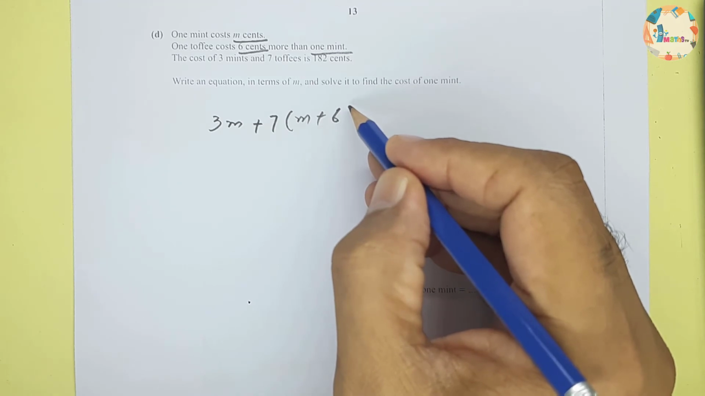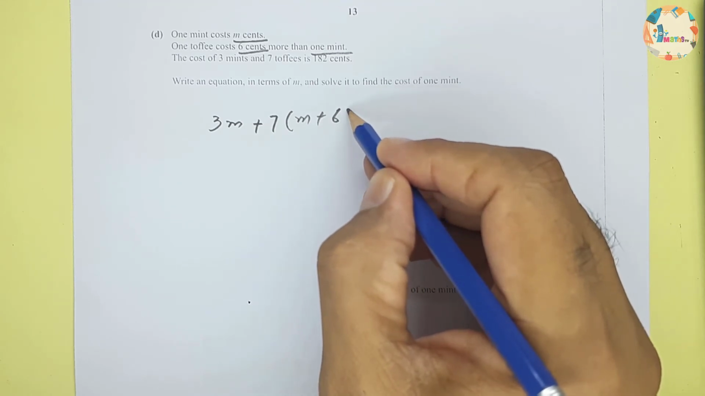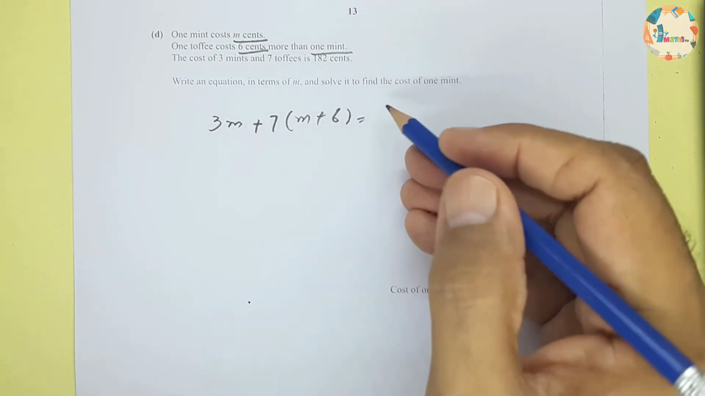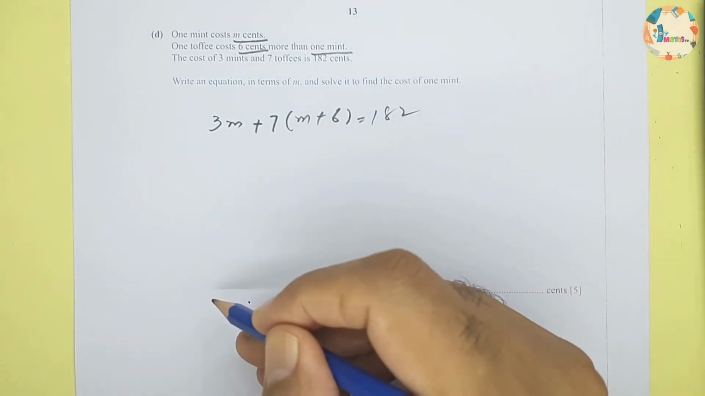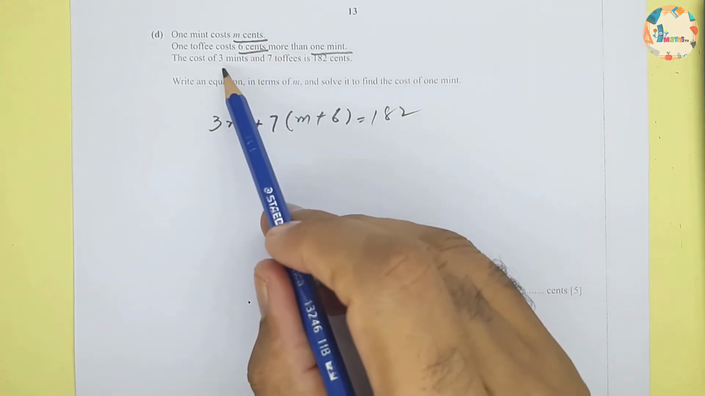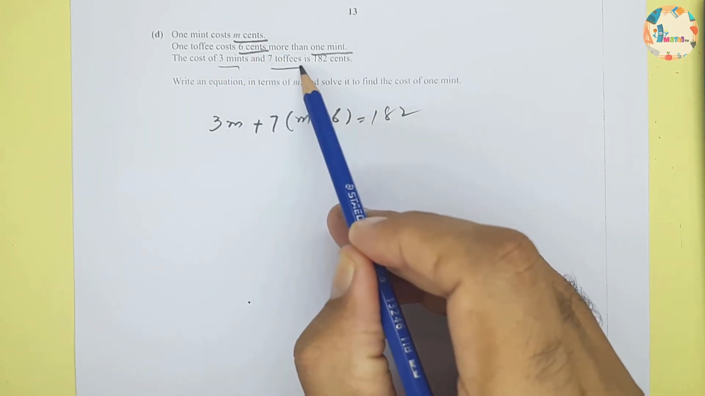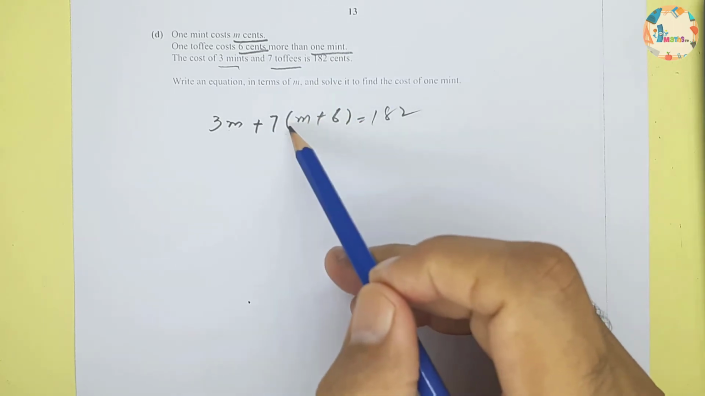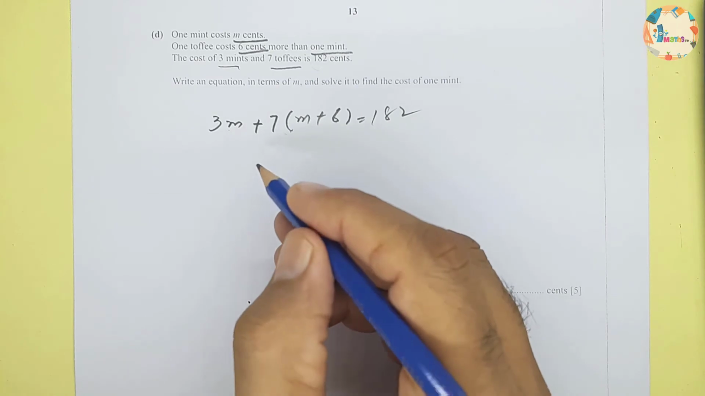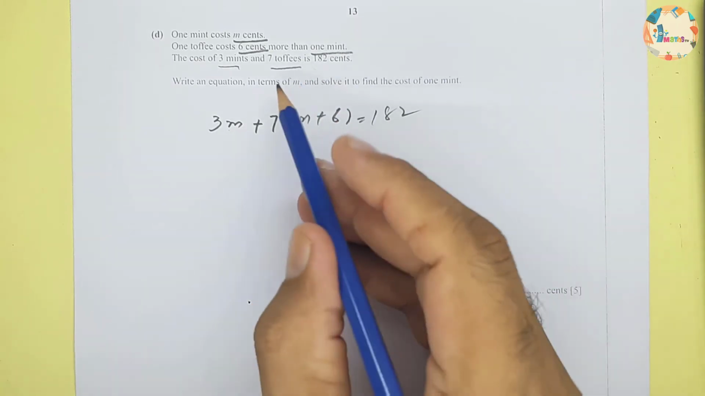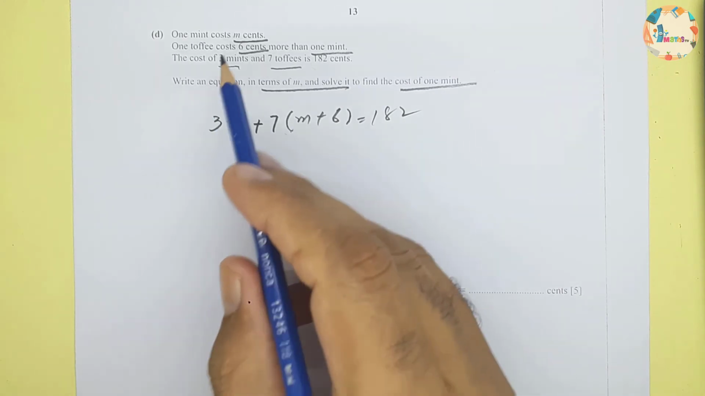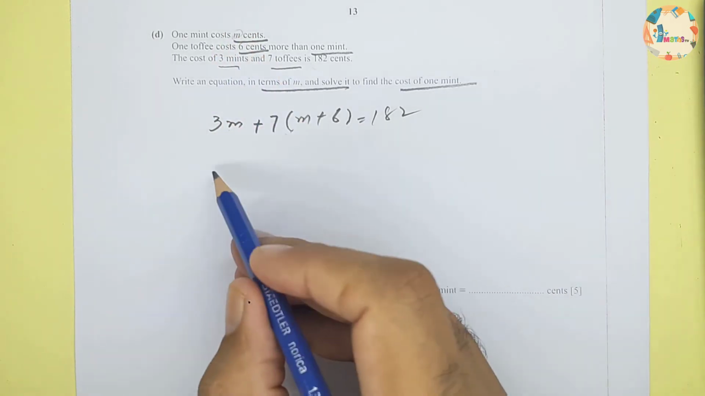This one will be equal to 182. So this is basically the equation which we formed from here, like 3 mints and 7 toffees. 7 toffees, each toffee is m plus 6, is equal to 182. Now we have to simplify this and find the value of m. Solve this, find the cost of 1 mint. So m value we have to calculate.